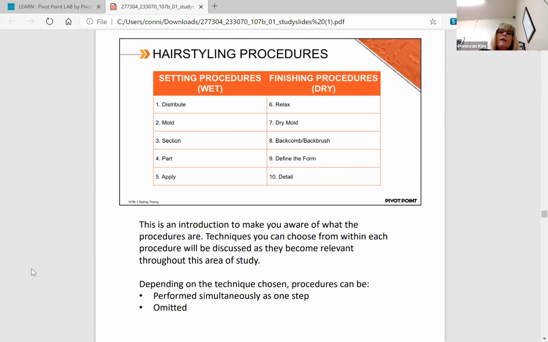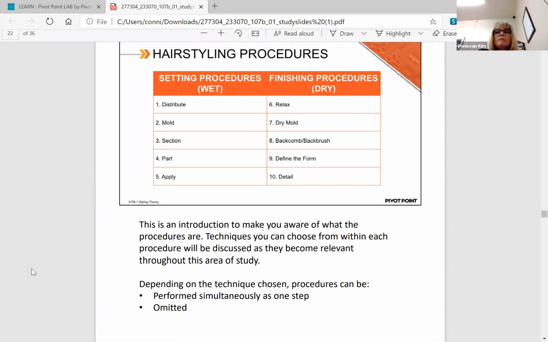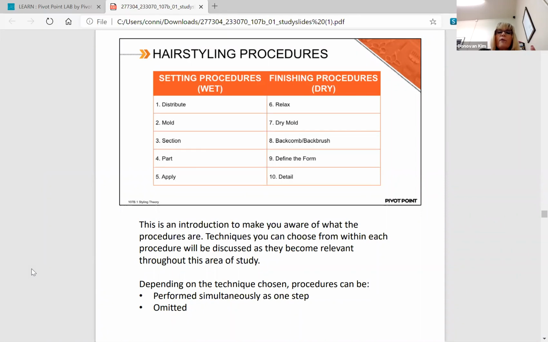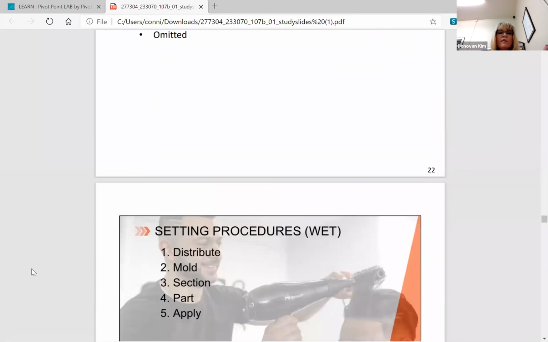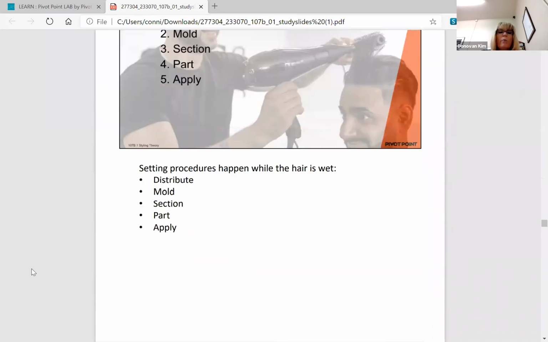Once it's dry, you're going to relax it, which means you're going to brush it and relax that curl or that tightness from the gel that may be in there. You're going to dry mold it, which means you're going to just kind of form it back in the way that you styled it. Back comb or back brush if necessary. Define the form and detail it. Okay. Most of the stuff that makes hairstyles that person's own hairstyle is the detail when you're combing it out.